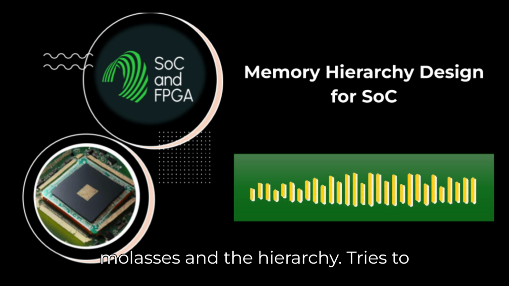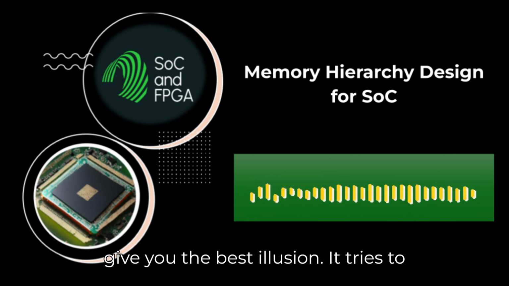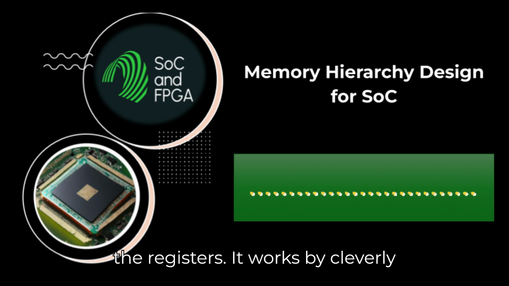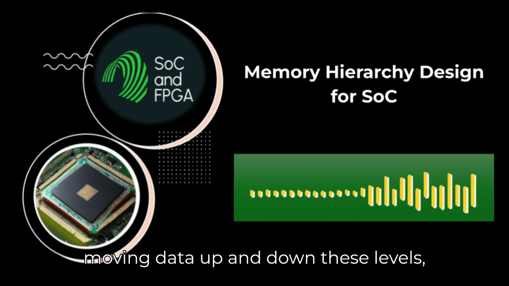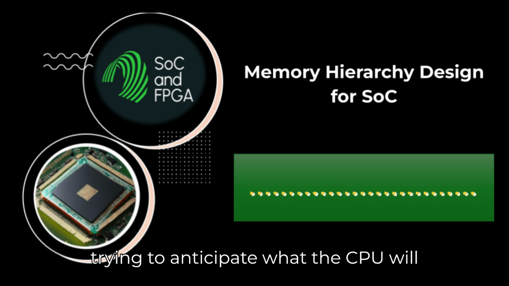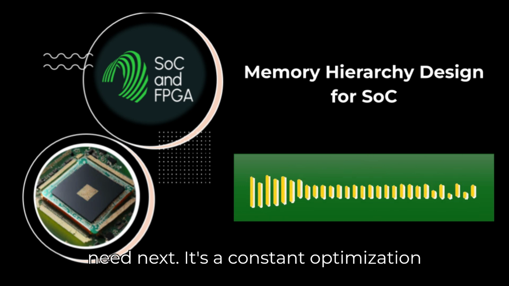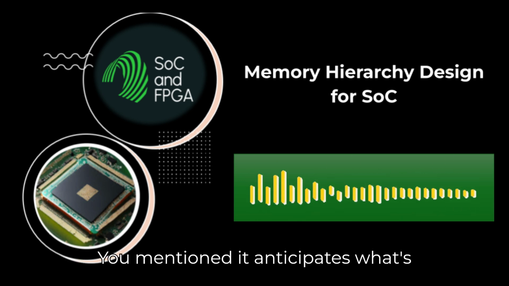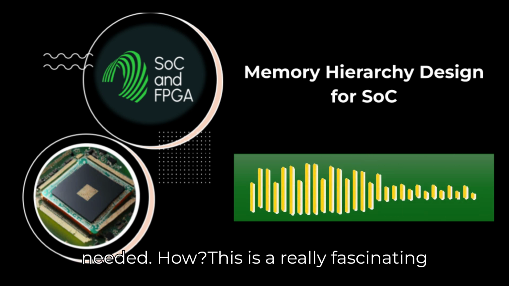And the hierarchy tries to give you the best illusion. It tries to give you the illusion of having a huge amount of memory that's almost as fast as the registers. It works by cleverly moving data up and down these levels, trying to anticipate what the CPU will need next. It's a constant optimization game. What makes this whole system work? You mentioned it anticipates what's needed. How? This is the really fascinating part.